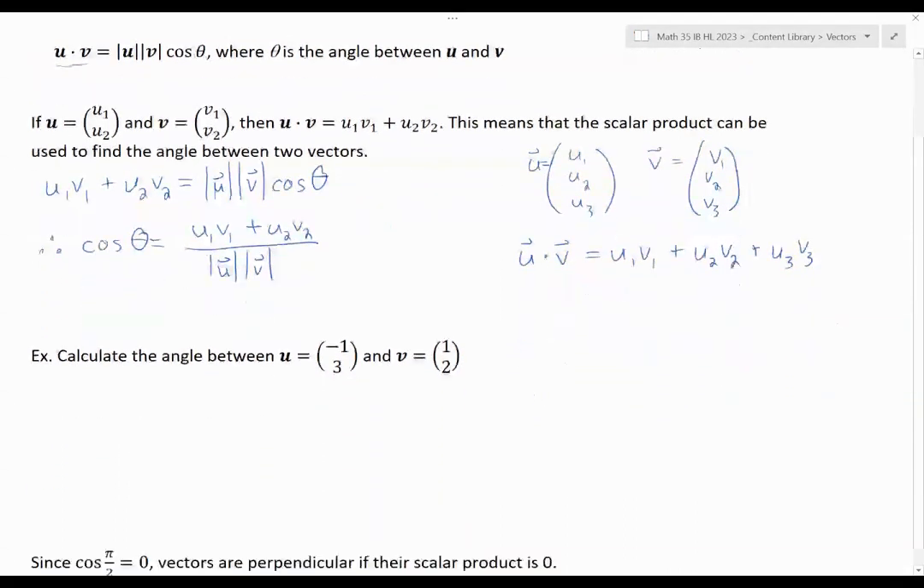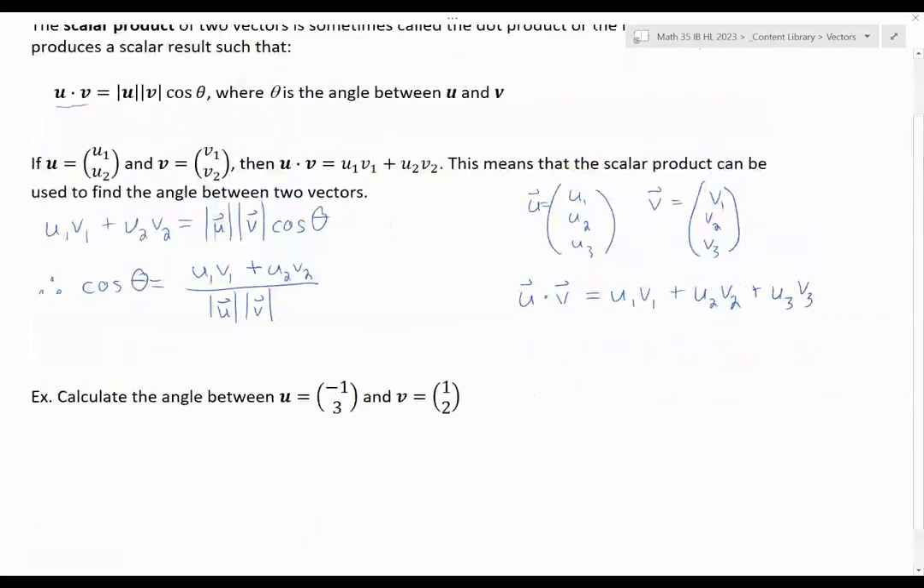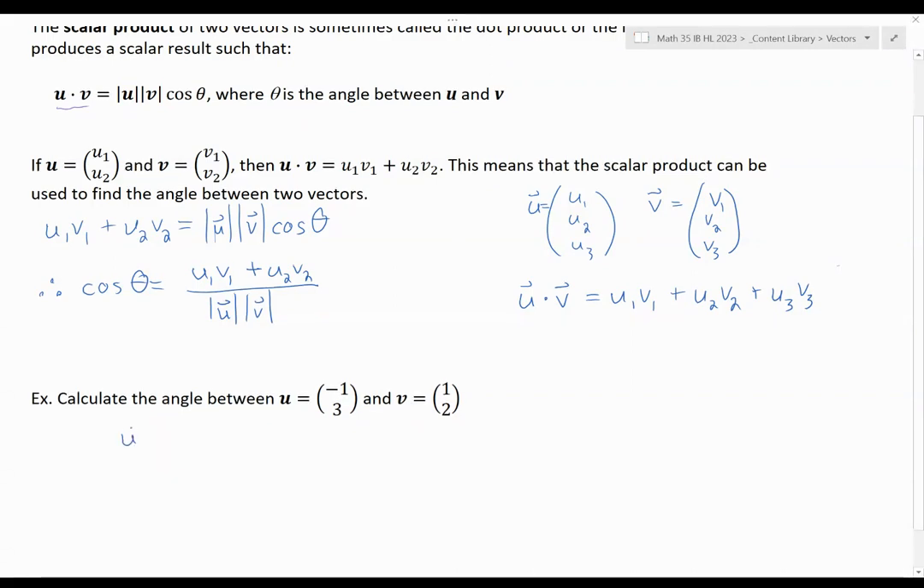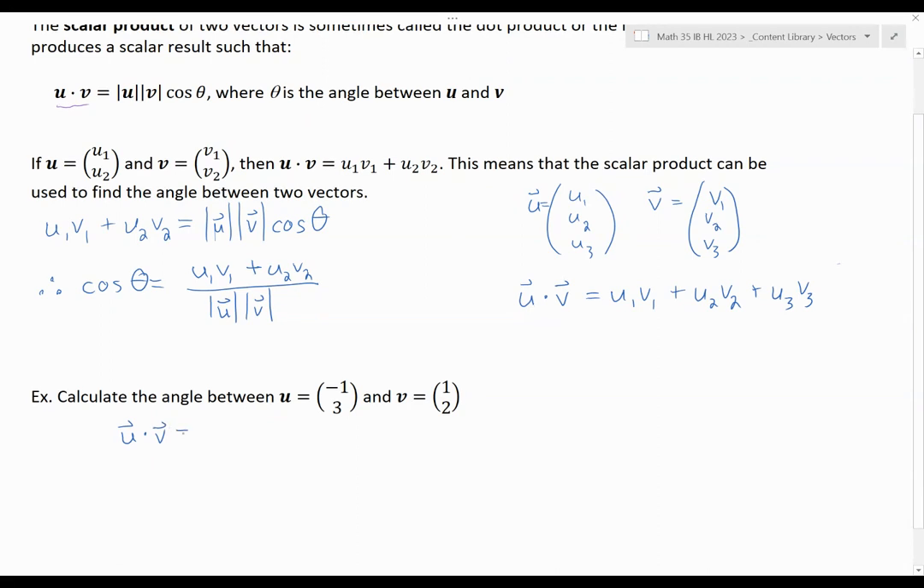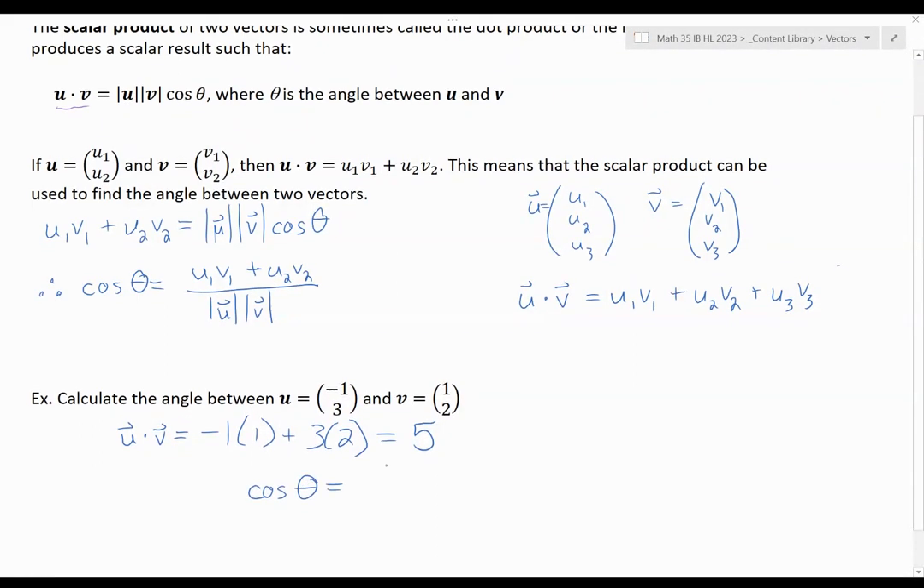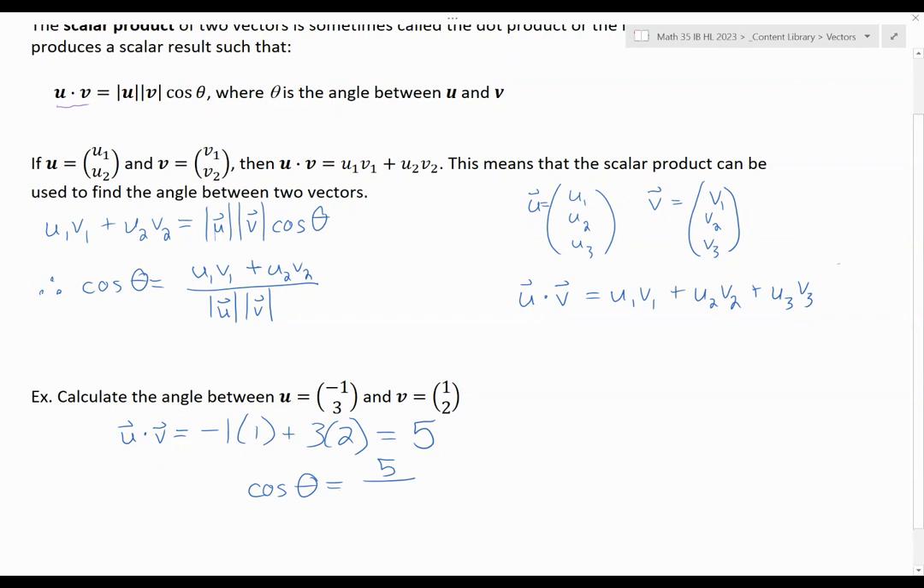So let's find the angle between these two vectors, again in 2 dimensions, but the same thing applies in 3 dimensions. So using the components, I can define the dot product as u dot v equals -1 times 1 plus 3 times 2, or in other words, -1 plus 6, which is 5. So I know the dot product is 5. That means that the cosine of the angle between these two is 5 over the product of the magnitudes.